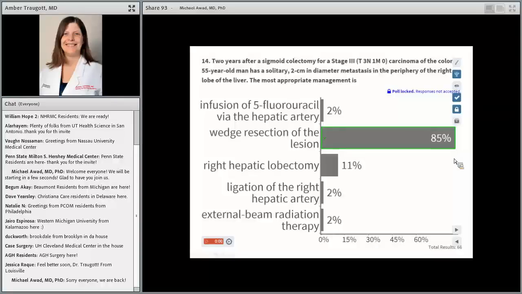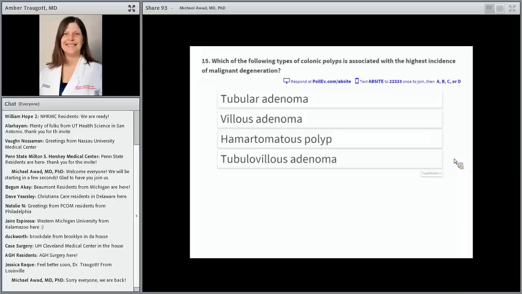So good, wedge resection is appropriate. A right lobectomy is not necessary in the case of a peripherally located lesion where adequate margins can be done with a non-anatomic resection. Number 15. Which of the following types of colonic polyps is associated with the highest incidence of malignant degeneration? A, tubular adenoma, B, villous adenoma, C, hamartomatous polyp, or D, tubulovillous adenoma?